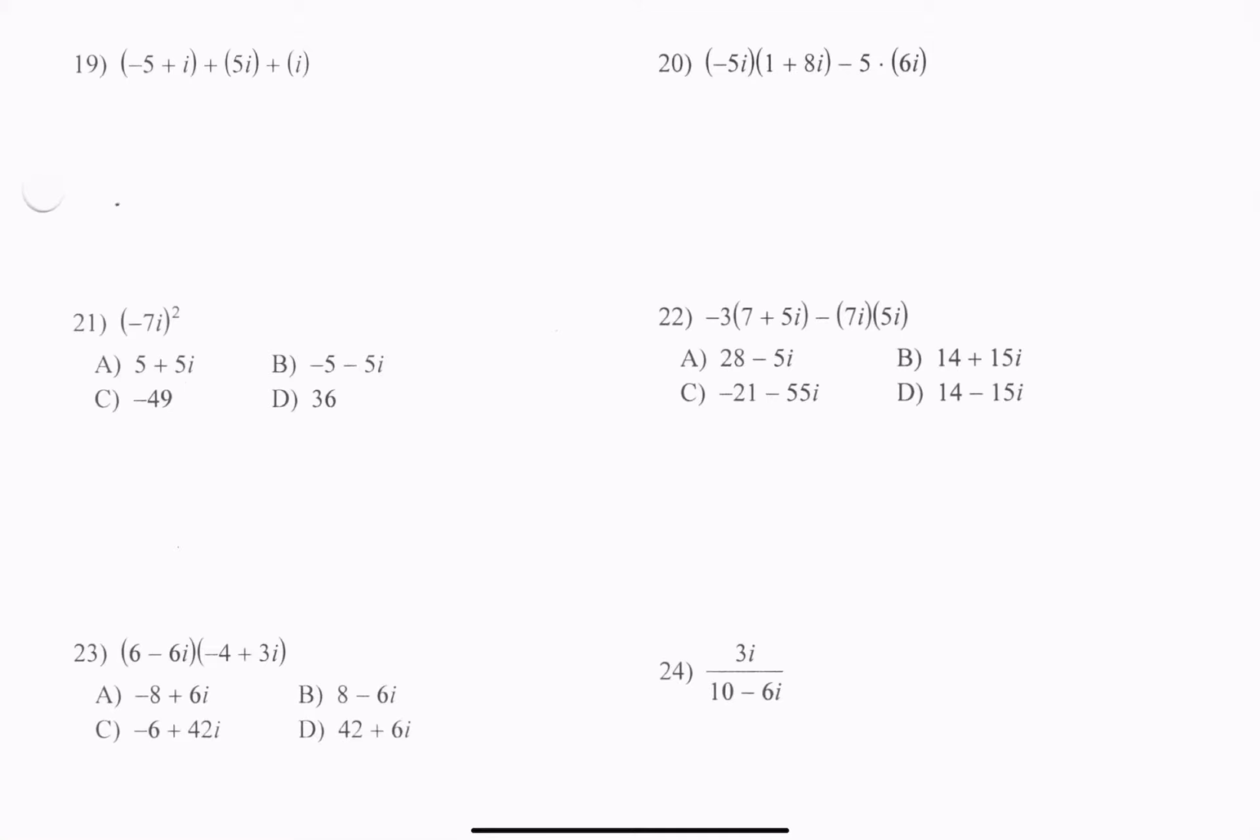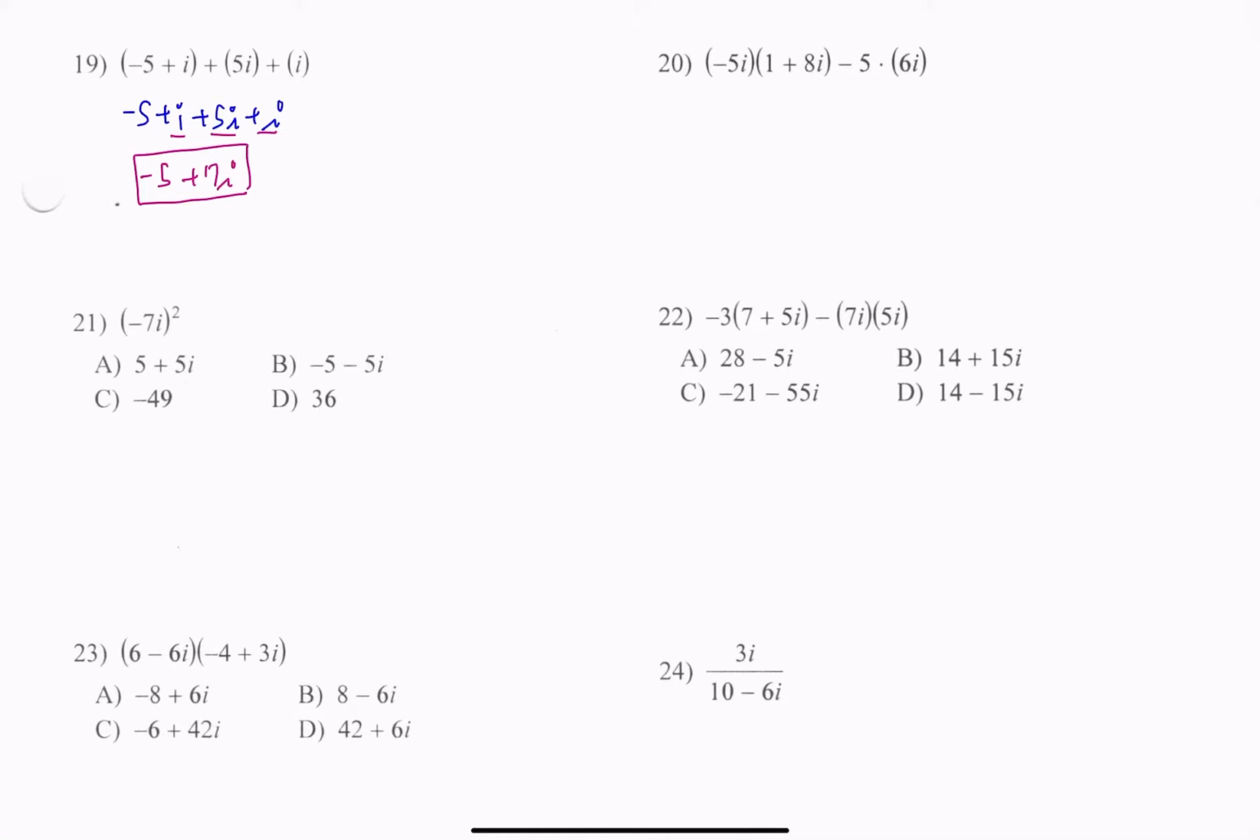This is how you simplify imaginary numbers and complex numbers. Okay, negative 5 plus i, you get rid of parentheses, plus 5i plus i. These three imaginary numbers are like terms, so you can add them. i plus 5i plus one more i is 7i, and you keep negative 5. Negative 5 is a real number.